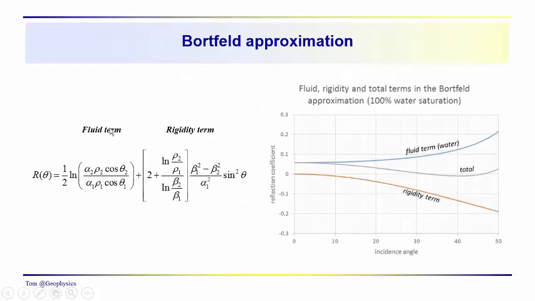And if we look at the Bortfeld approximation, we have these two terms, and this first term is referred to as the fluid term, and you can see that it increases. The amplitude increases with offset. The rigidity term, on the other hand, is a term which decreases with offset, and of course they do get combined, and so we see that the total amplitude variation with incidence angle drops a bit and then begins to rise back up at angles greater than about 40 degrees in this case, and this diagram was put together for 100% water saturation.